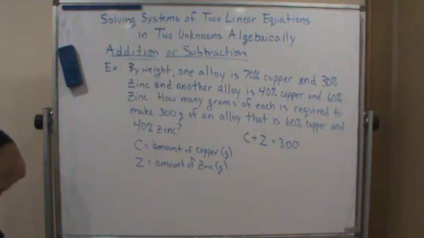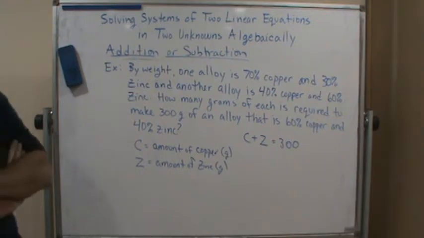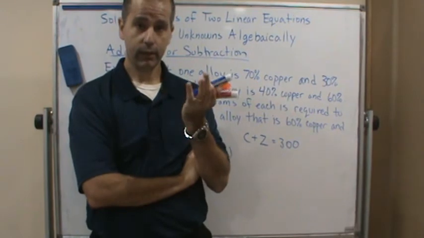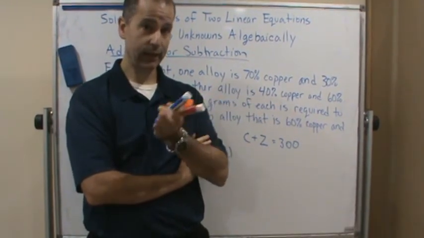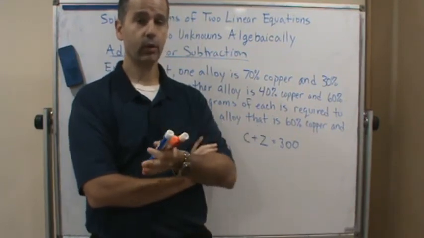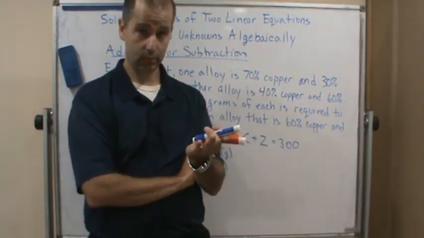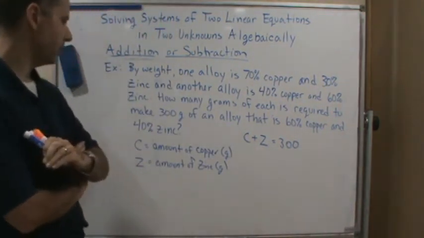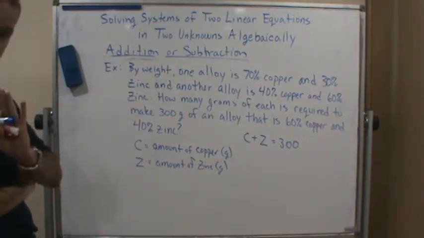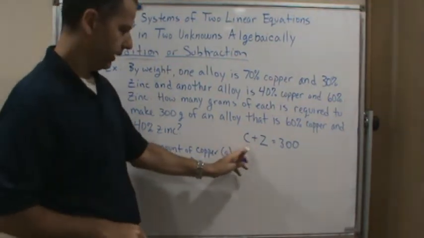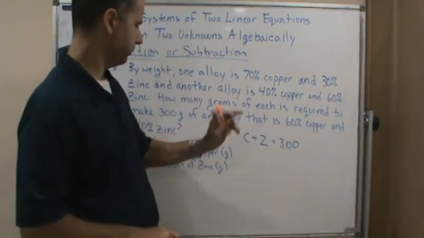Okay, now what about the second equation? Well, we could approach this in two different ways. We could focus on the copper that's in each of the alloys and the resulting alloy that we want, or we could focus on the amount of zinc. So if we look at it from the point of view of the amount of copper, well, we know that the first alloy has what percentage copper?